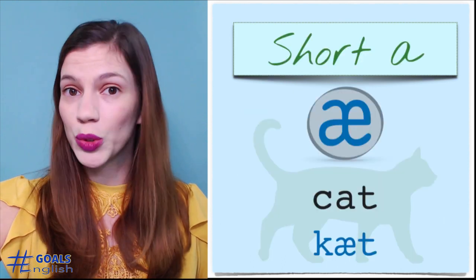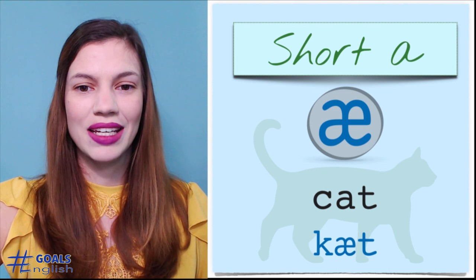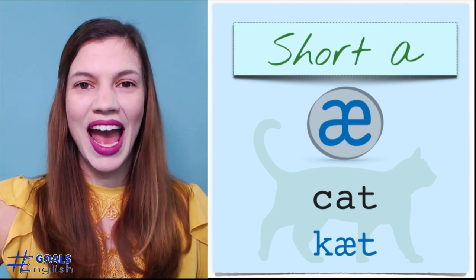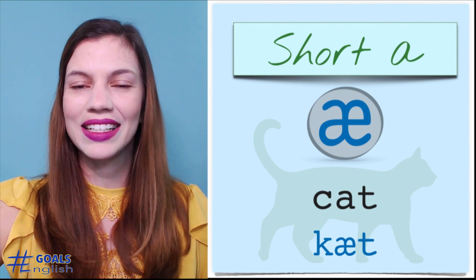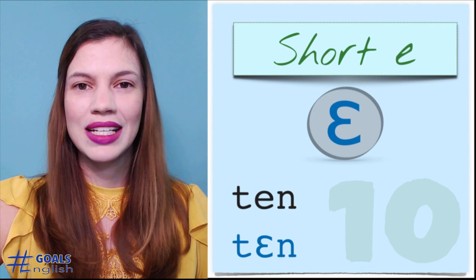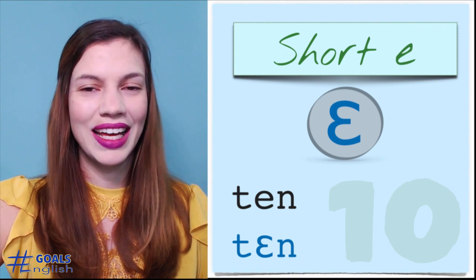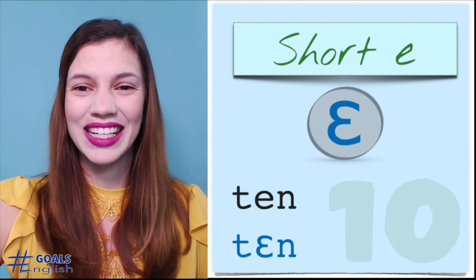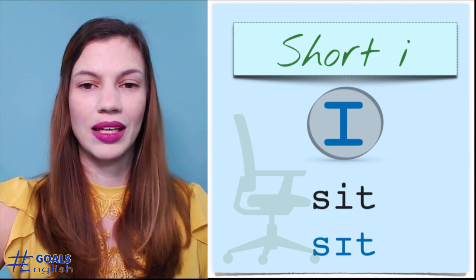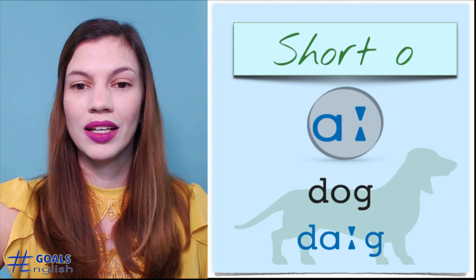So let's start with the short vowels. So we have short A is as in cat. Cat. Short E, ten. Ten. Short I, sit. Sit.